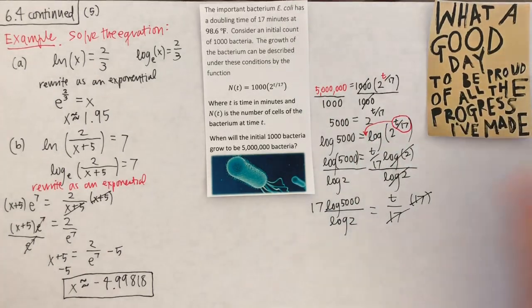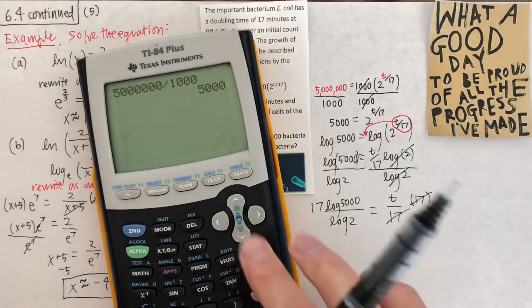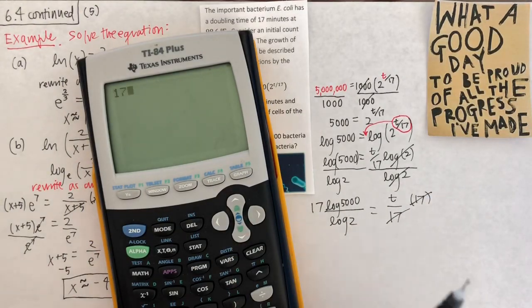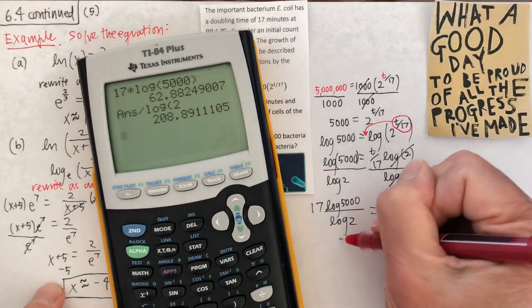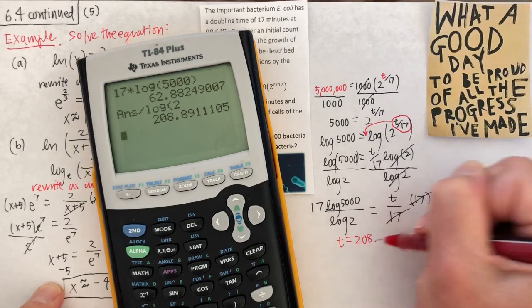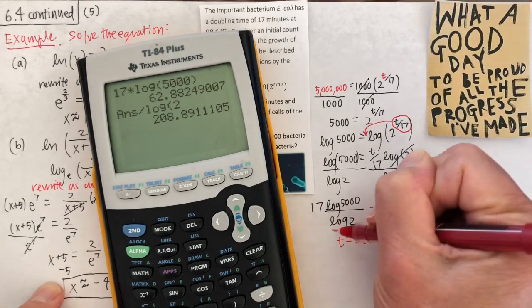So this is what t equals, and we just need to make sure that we cleanly put it into the calculator. 17 times log of 5,000, and then we'll divide that by log of 2. And we find out that t equals 208.9 approximately. What does that mean?